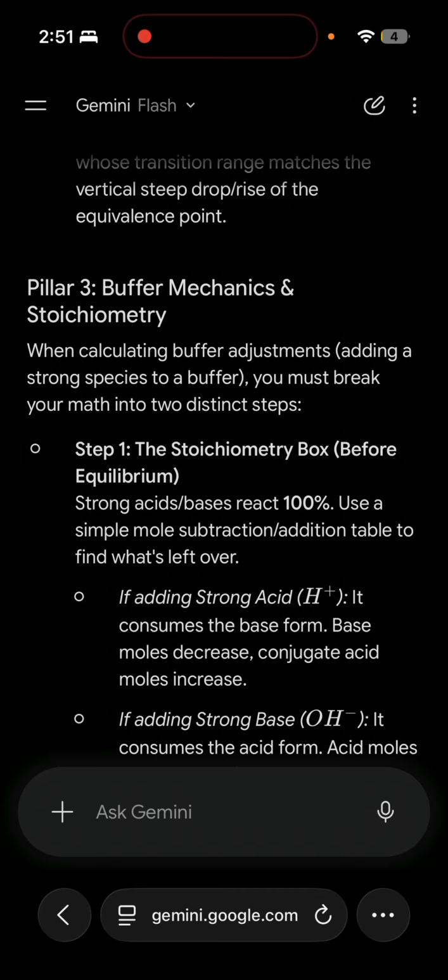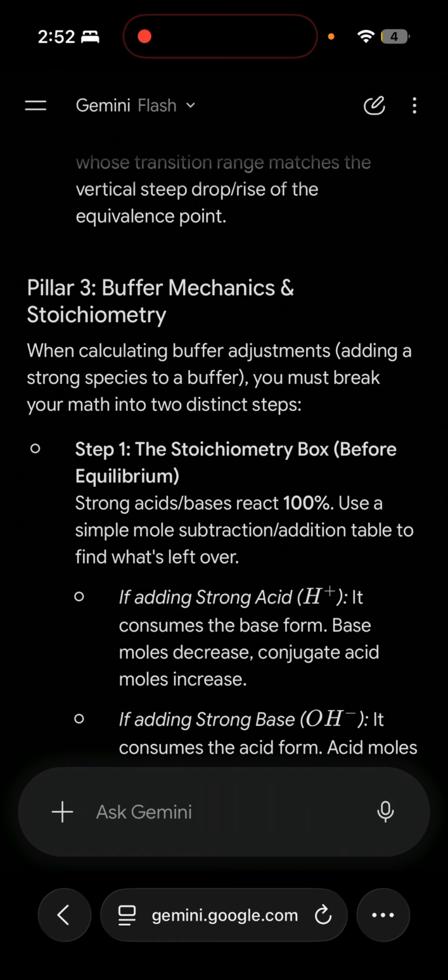Ion origin: weak base, NH4 plus, CH3NH3 plus. Strength: conjugate acid. Effect on pH: acidic. Ion origin: weak acid, ClO negative, NO2 negative, F negative. Strength: conjugate base. Effect on pH: basic.